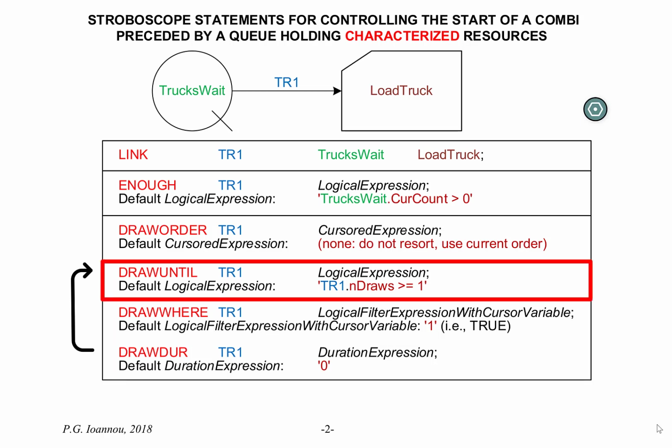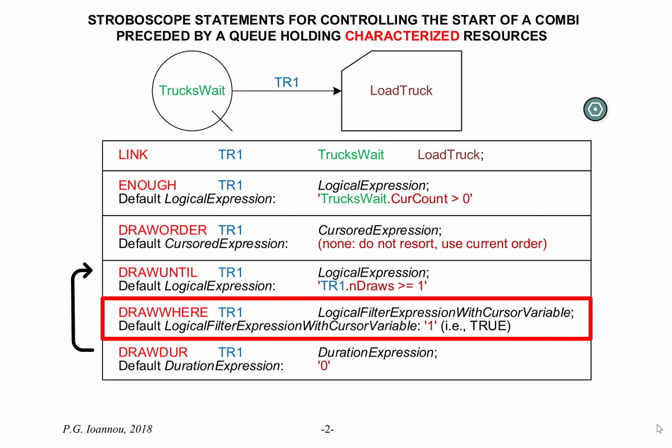The first statement, draw until, controls the number of times that link TR1 will draw resources from truck's weight. These resources will be drawn one at a time, and the draw until regulates how many times TR1 will be able to draw from the preceding queue. Drawing continues until the logical expression of draw until becomes true. The default logical expression is that the number of draws through link TR1 is greater than or equal to 1, which means that link TR1 is allowed to draw once.